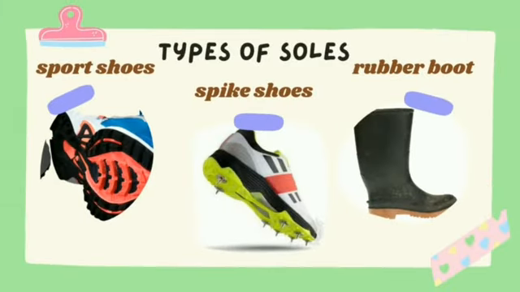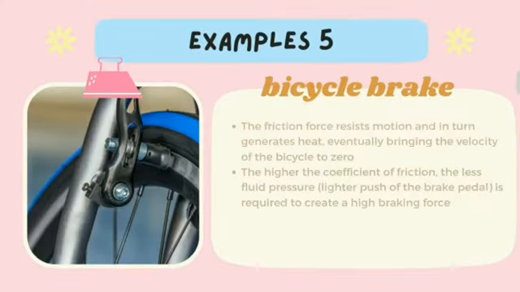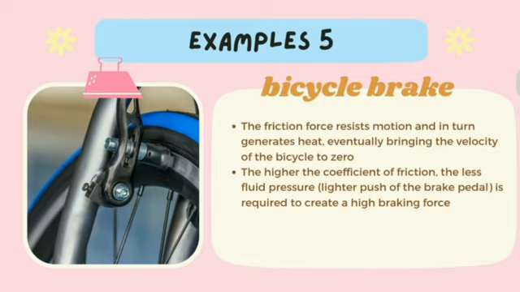Okay, let me continue. There are 3 types of soles: sport shoes, spike shoes and rubber boots. For example 5, bicycle brake. The friction force resists motion and in turn generates heat, eventually bringing the velocity of the bicycle to 0.